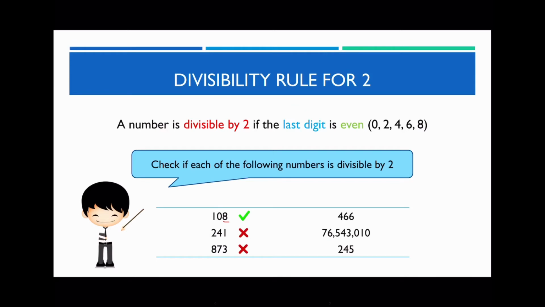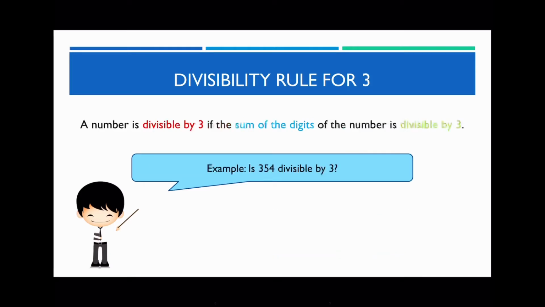466 is an even number at the end, so therefore this is divisible by 2. This also has a 0, so this is divisible. This is an odd number, so this is not divisible. So this is pretty straightforward.